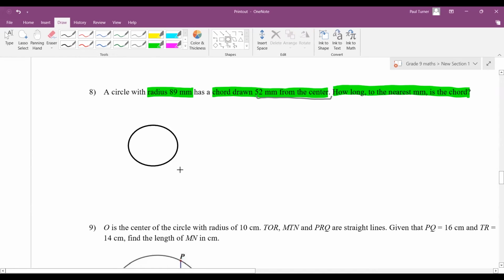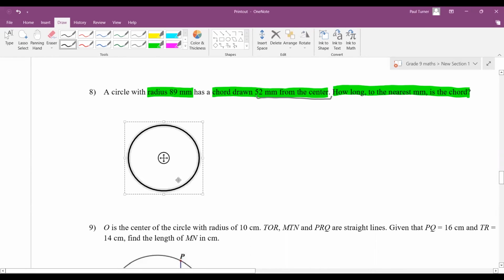So we'll draw a circle like that. And then we'll mark the center somewhere around here. Let's add on a chord. We don't worry about scale, we just draw it to get an idea of what's going on. So put a chord on somewhere and we'll add a radius line. Let's put that here. And then we can drop down a perpendicular line down to the chord.